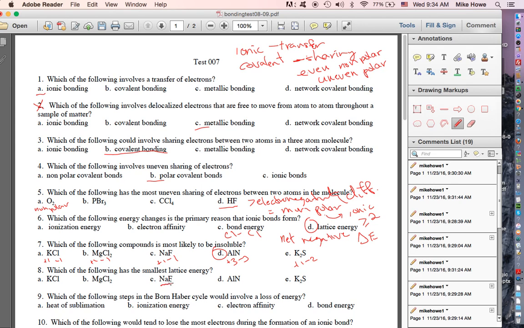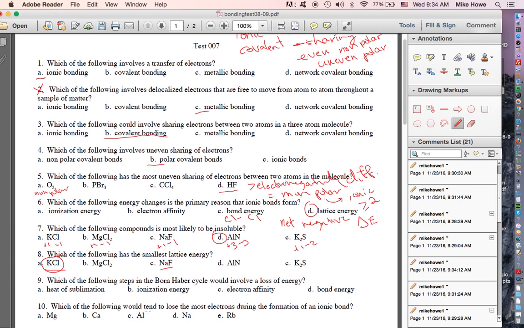Okay, now which are bigger atoms? K and Cl or Na and F? Well, it looks to me like since sodium is higher, it's smaller than K, and since fluorine is higher on the chart, it's smaller than Cl. So those guys are smaller. If they're smaller, they can get close together. If they get close together, they attract each other more. It's like two magnets getting closer together, they attract more. So the smallest lattice energy would be the +1, -1 charge and the biggest atoms, and that would be KCl.